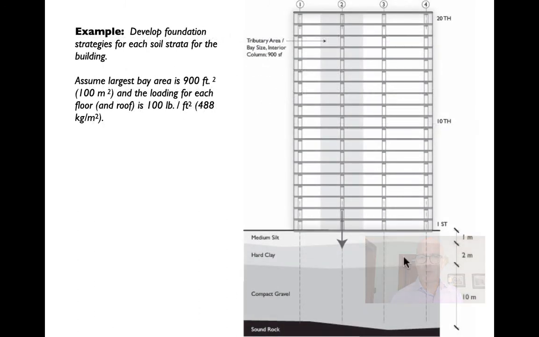So what does this look like? Well, we'll get a geotechnical report that'll tell us fairly accurately where the different strata of soil are. So here we've got a tall building. We've got our 900 square foot bay, 30 feet by 30 feet. And we can calculate the tributary area. And then our geotechnical survey is telling us that we've got medium silt for a meter. That's a bummer because that's a terrible soil. Hard clay for 2 meters, much better soil. And then 10 meters, about 30 feet, of compact gravel. So just 13 meters down to sound rock.